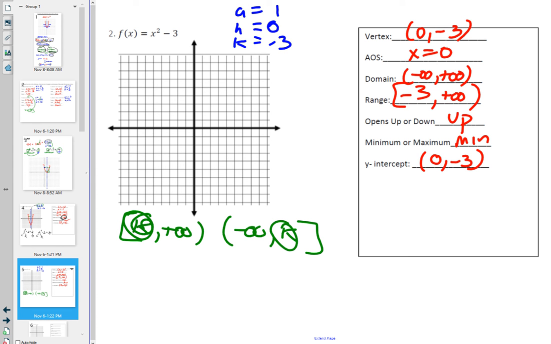Here, maybe I can even help you out more. Watch. This is if the parabola is going up. This is if the parabola is going down. I don't know if that helps more. Oh, yeah, that makes sense.